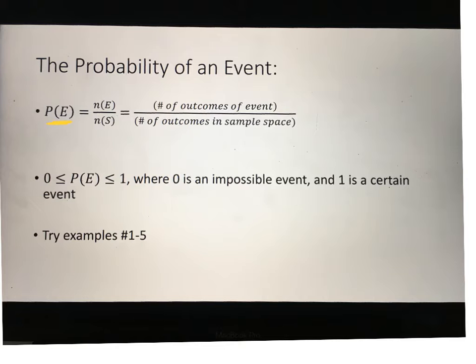outcomes. One thing to note in probability is that a probability is always going to be between 0 and 1. 0 would be an event that's impossible, that can never happen, and 1 is a certain event. It would have a probability of 100%.